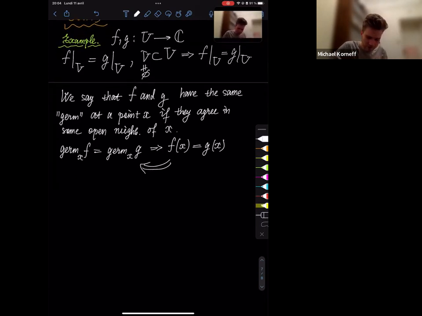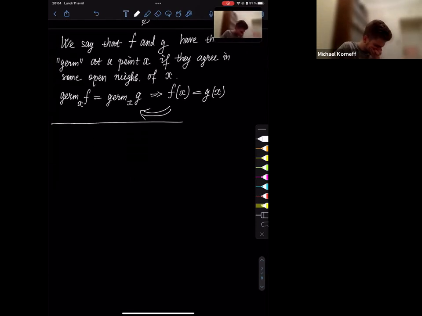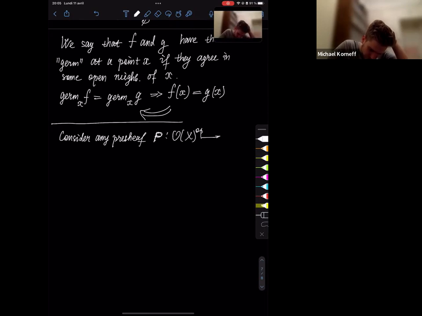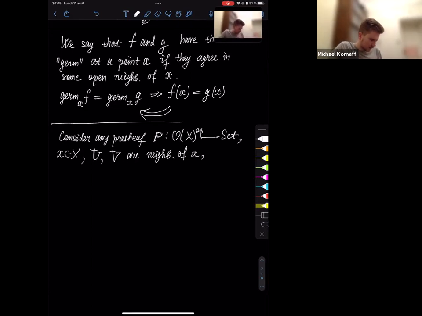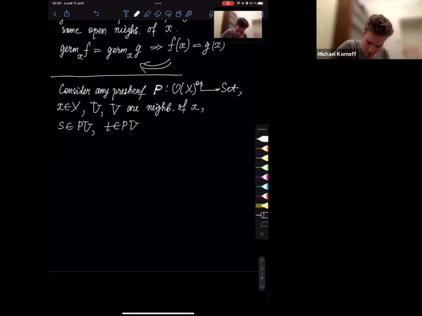Okay, and consider any presheaf P, and also a point x, and open sets U and V, which are neighborhoods of x, and also consider elements s from PU and t from PV. Then we can give the following definition.